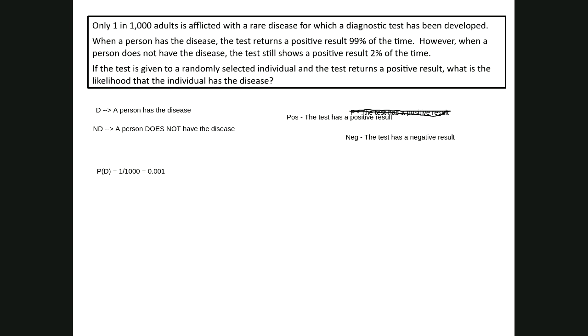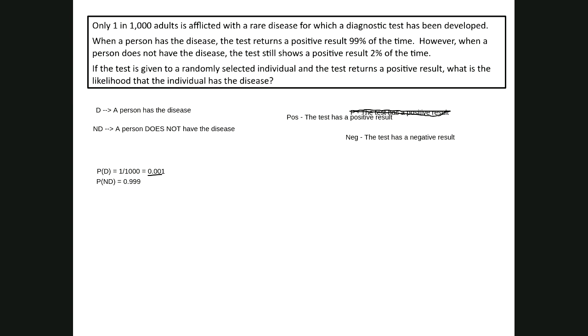And because of that, we know that the probability that a person who walks in the door without the disease is 0.999. The reason that we know this is that since there's 1 in 1,000, if there's 1,000 people that could walk through the door, only one of them would have the disease, and the other 999 would not. We also know the following.